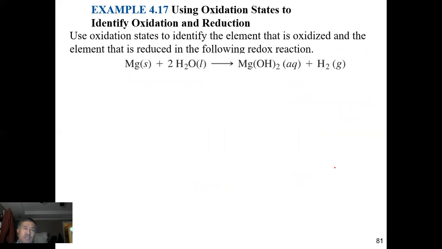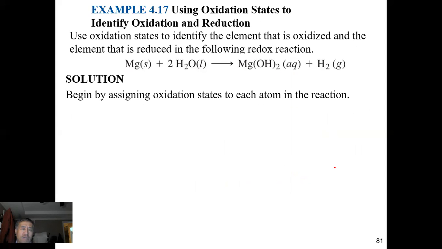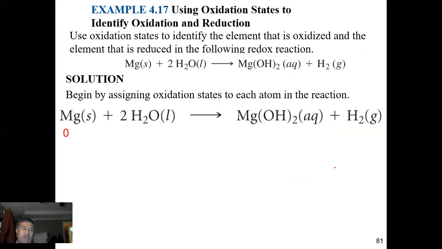In this example, we use the oxidation state to identify the element that is oxidized and the element that is reduced in the following reaction. So let's first assign the oxidation states for those atoms. So Mg solid is 0, and we have plus 1 for H in water, then negative 2 for O in water, plus 2 for Mg in magnesium hydroxide, negative 2 for oxygen in hydroxide, plus 1 for H in that, and 0 for this H2.